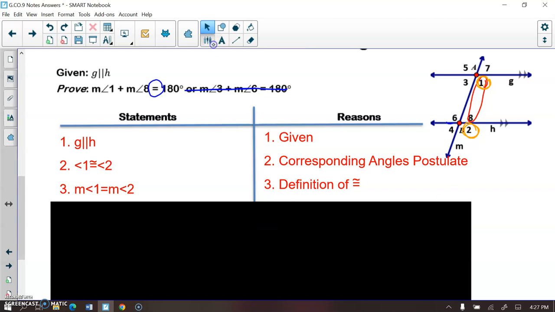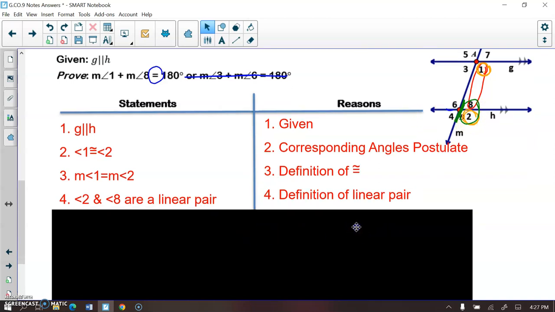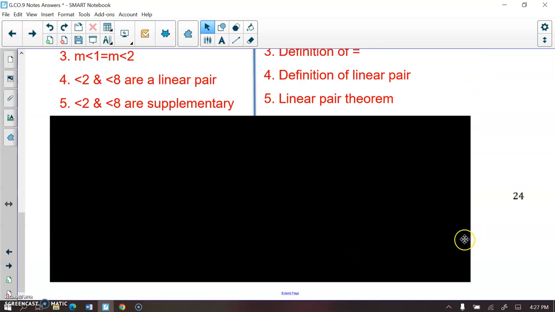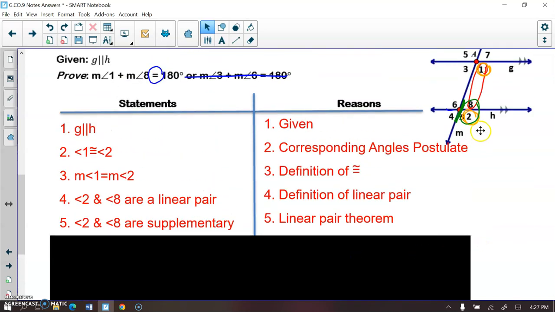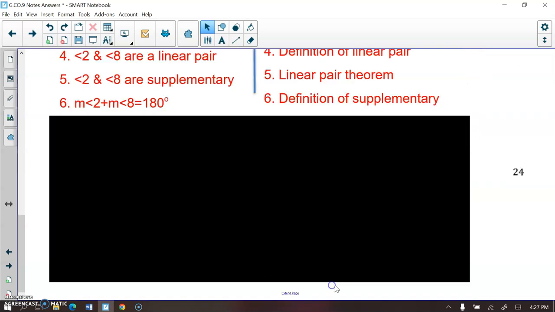I also know that angle 2 and angle 8 are a linear pair. That's the definition of a linear pair. And what I know about linear pairs is using the linear pair theorem, they are supplementary. And if they are supplementary, using the definition of supplementary, the measures summed together equal 180.